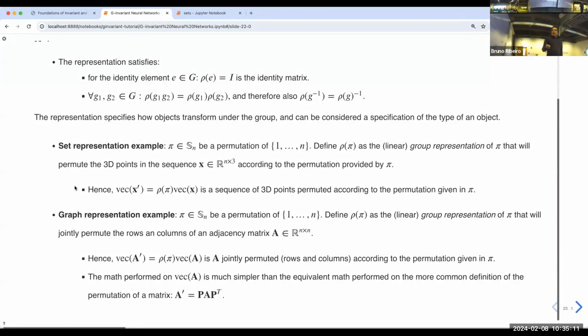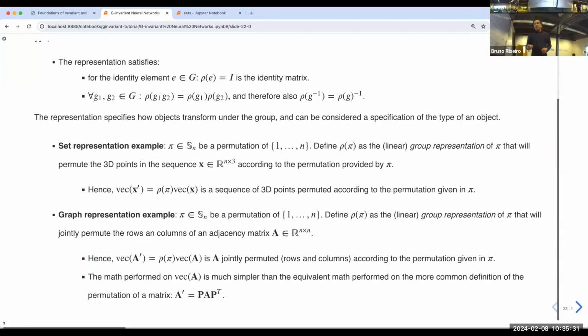So for instance, when I get this input, this point cloud, I'm going to vectorize it, and I'm going to multiply by this matrix, which is the representation of this permutation, to get a new vectorized x prime, and then I can unvectorize to get back a point cloud.